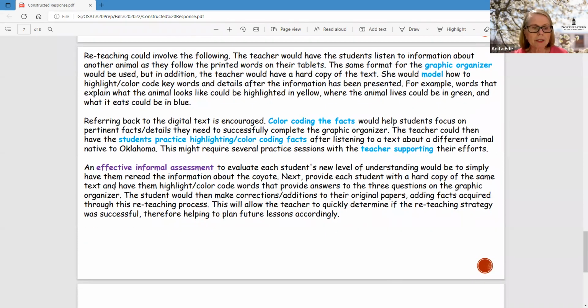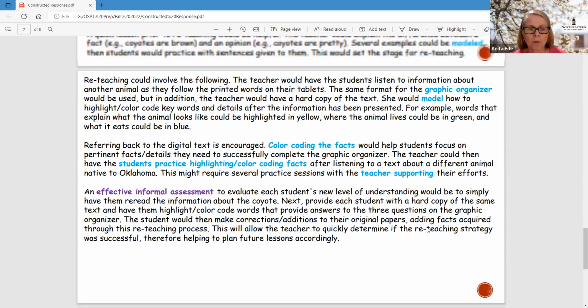And at the end, she has an effective informal assessment to see whether or not they have learned how to do this. She's going to provide each student with a hard copy of the same text and have them highlight or color code words that provide answers to the 3 questions on the graphic organizer. The student would then make corrections and additions to their original papers, adding facts acquired through the reteaching process. This way, the teacher can assess whether or not the student has now learned how to identify facts in reading, which is really the whole purpose of the lesson.